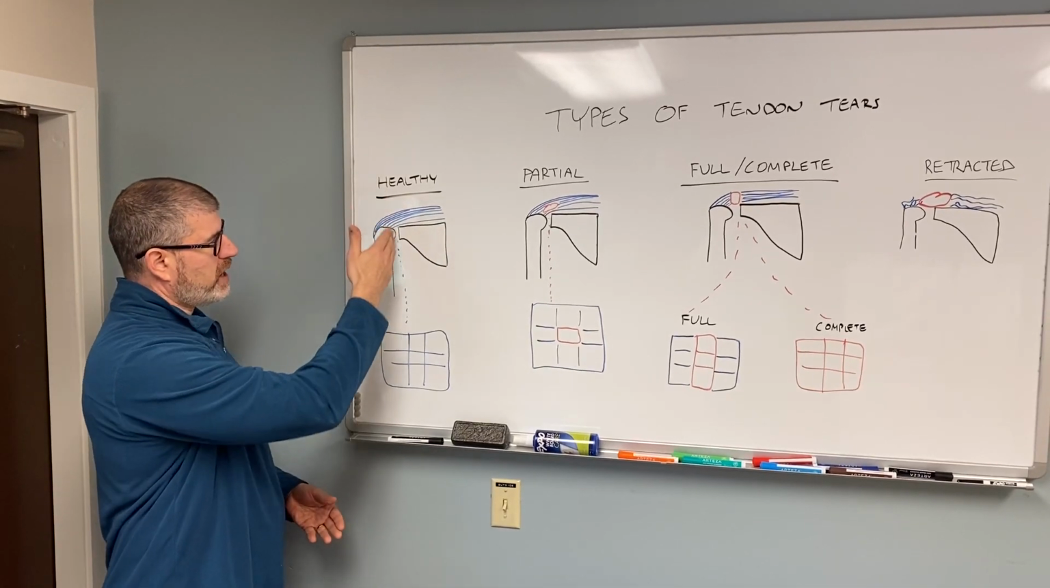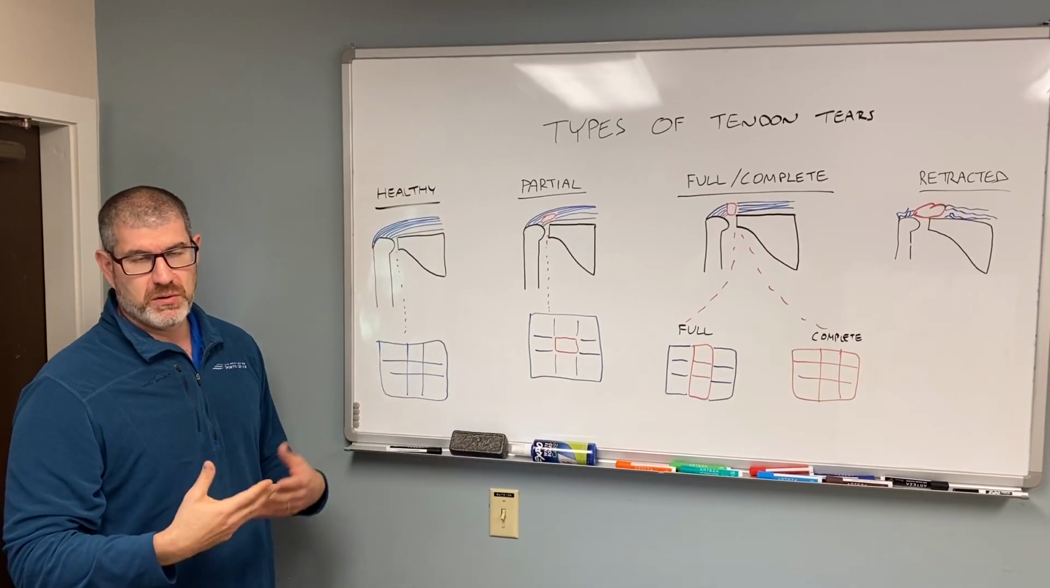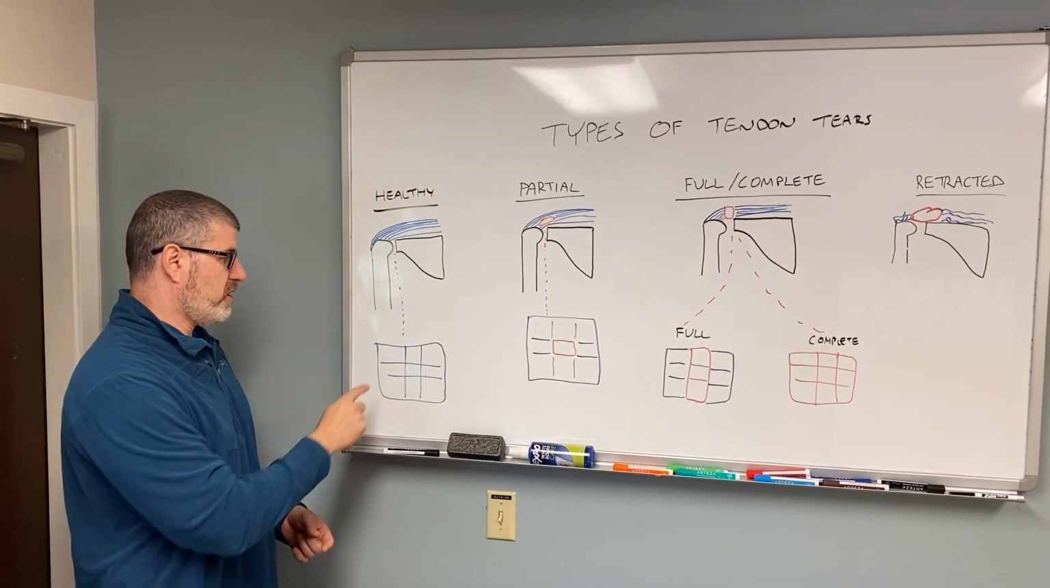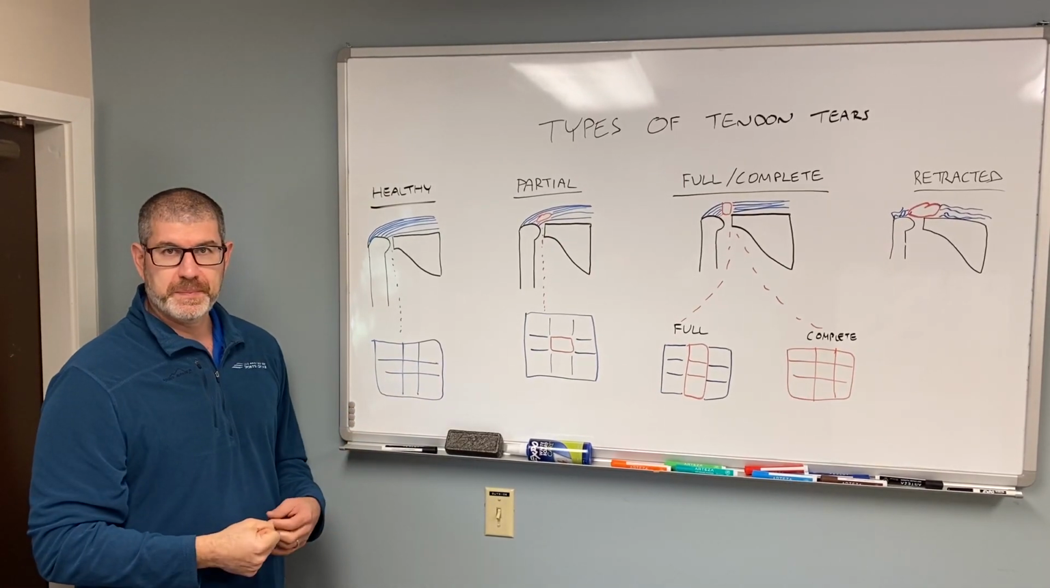If you can imagine a cross-section going through here, I've divided the tendon into 9 components. You know, it's not actually 9, but just to give a visualization. And we can see that there's healthy tissue in each of those sections.